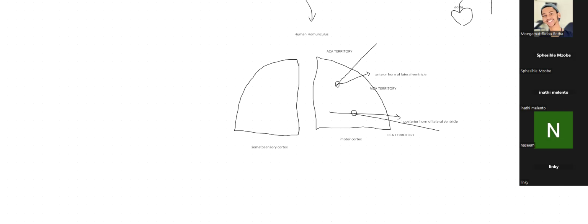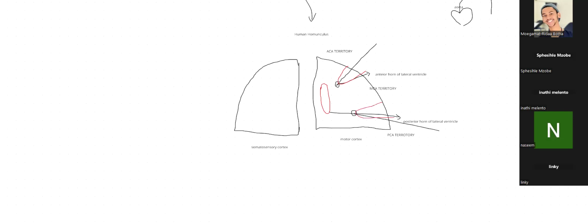So you have a cortical border zone between your ACA and your MCA, which lies over there. You have an internal border zone, which is just next to the ventricle in the middle. And then you also have another cortical border zone between your MCA and your PCA, and that demarcation over there.